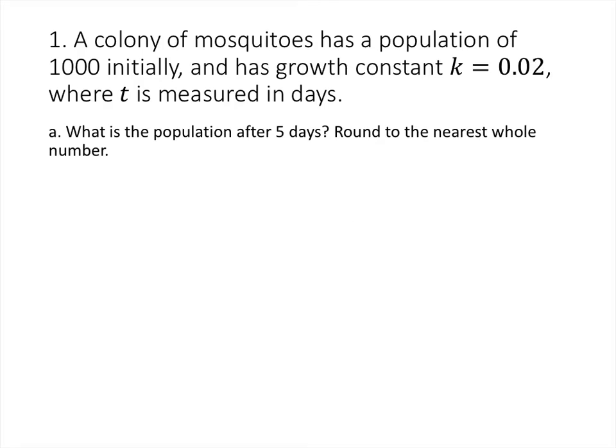For this first problem, we're told that we have a colony of mosquitoes that has an initial population of 1,000 and a growth constant k equals 0.02, where t is measured in days. Our standard form for the exponential growth model is A equals A naught times e to the kt. A naught is the initial amount, and k is the growth or decay constant. If k is positive, it's a growth constant and represents exponential growth. If k is negative, then it represents exponential decay.